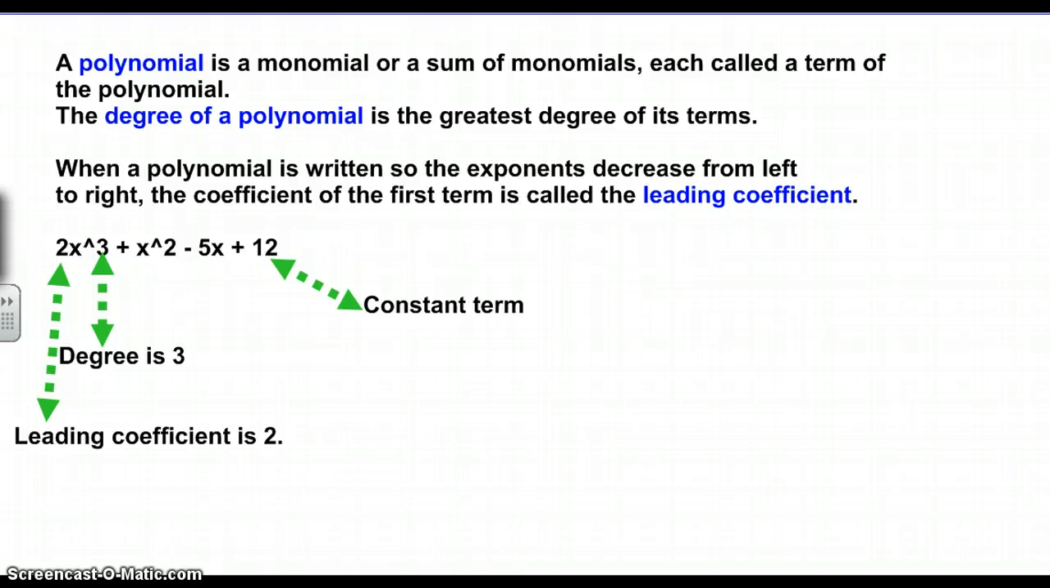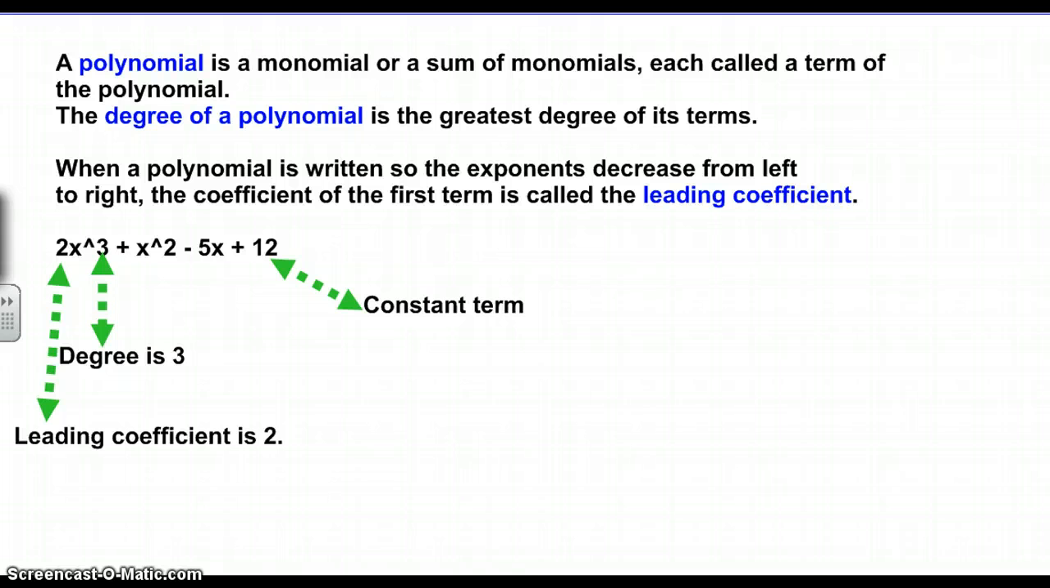Polynomials are always written in decreasing exponents. So you start with the term with the highest exponent first, and then you go down to the constant. So here we have 2x to the third plus x squared minus 5x plus 12. Let's start from the very end. We see that 12 here is the constant term. That means it's a number without a variable. That makes it a constant.